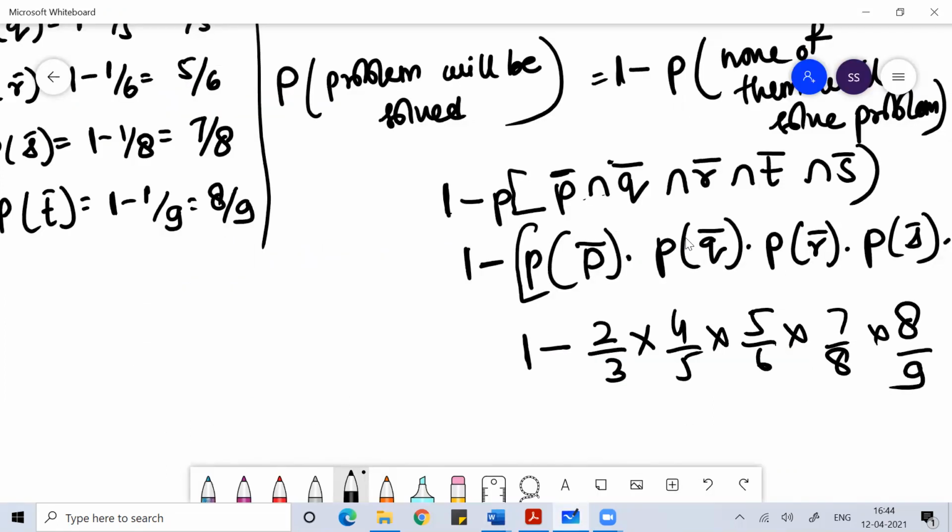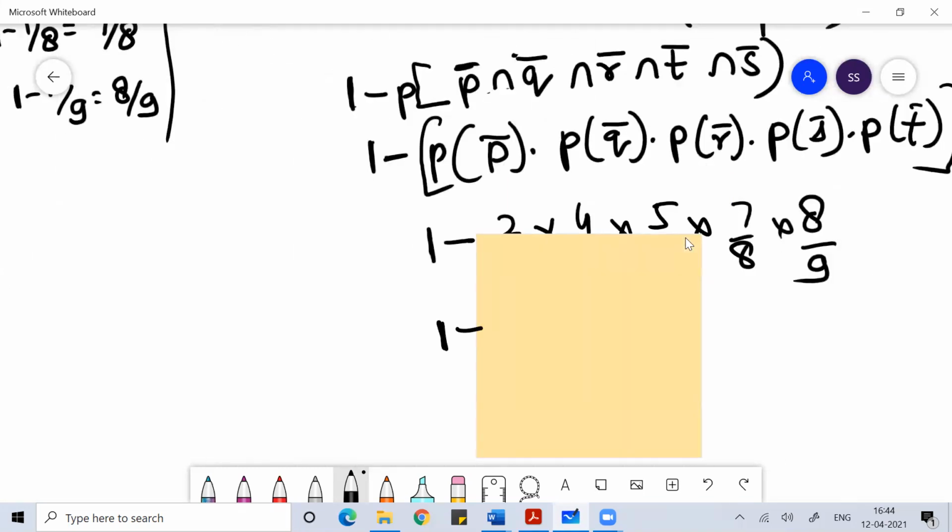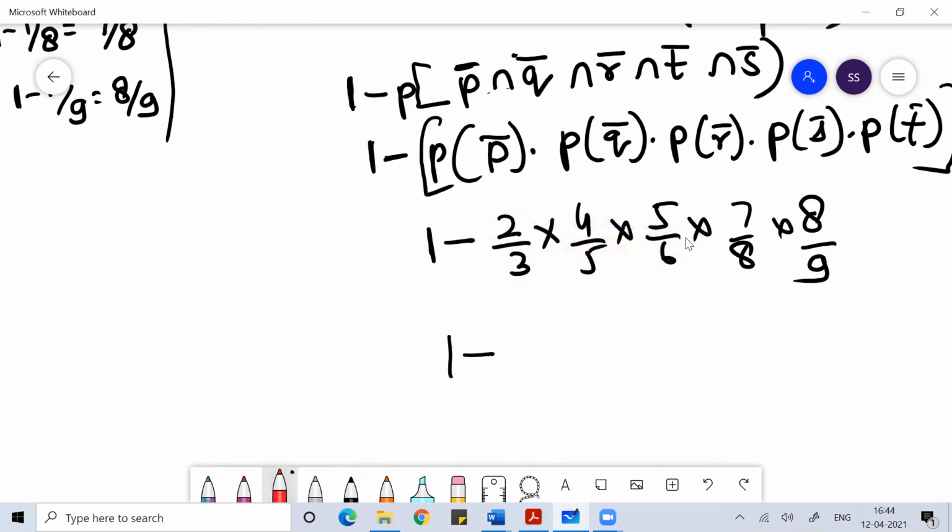So this is what you need to solve. You simply solve this: 1 minus the product. The 8 cancels. Okay, and then the 8 cancels. And then what else can you cancel?